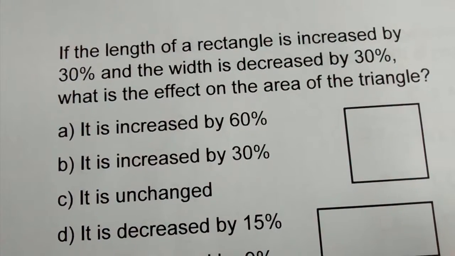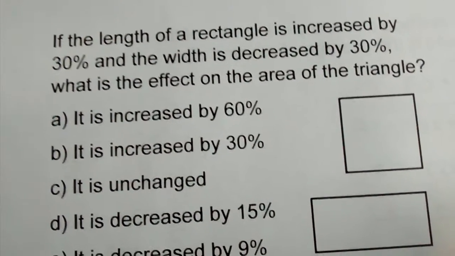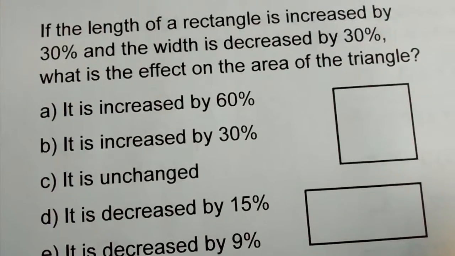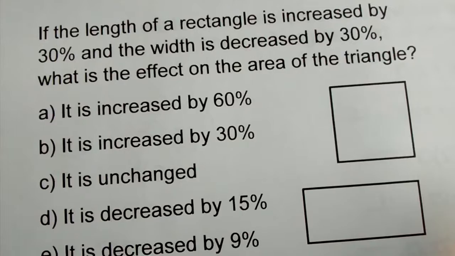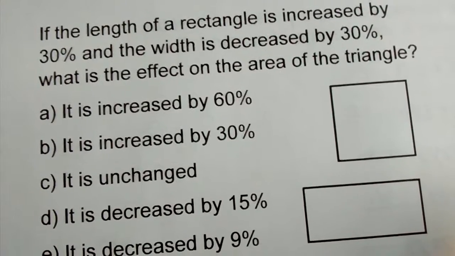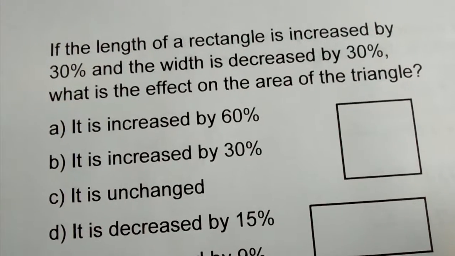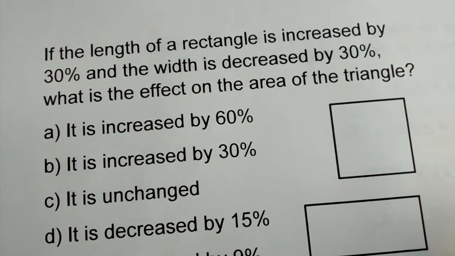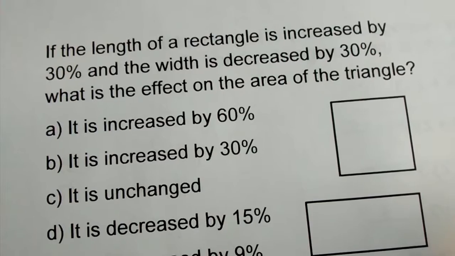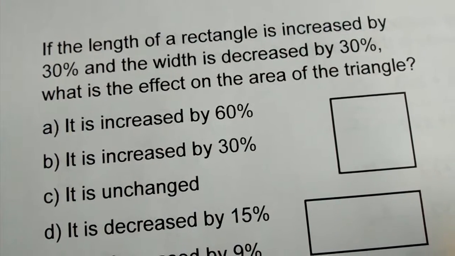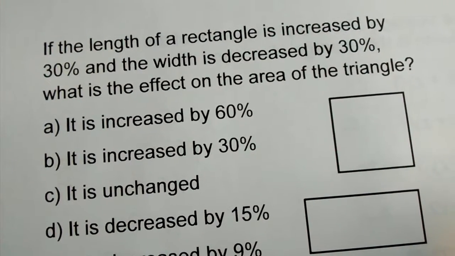So now we're going to do a make up numbers problem for something that, while it doesn't have variable options in its answers, is a question about relationships. So I often find that that's one that you can make up numbers for as well. Here the question is, if you have a rectangle whose length is increased by 30% and whose width is decreased by 30%, what is the effect on the area of the triangle?